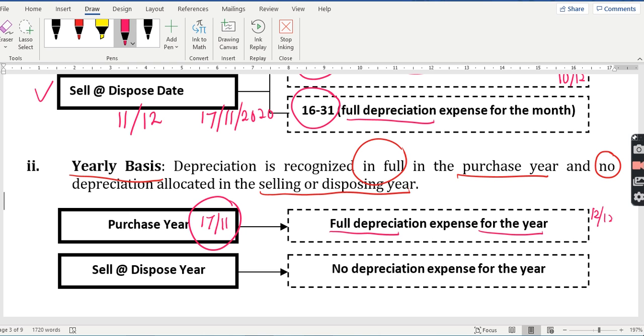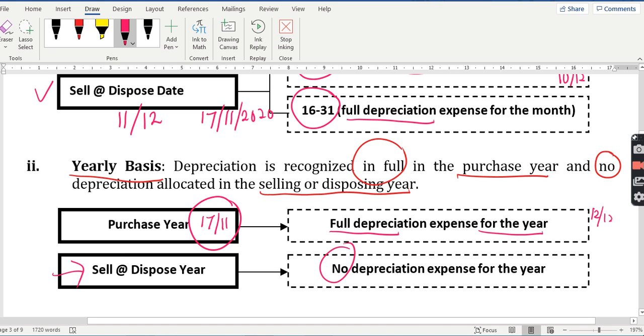Maybe during November I was even able to use the asset, and I only started using the asset in December, but in the depreciation expense calculations, the asset is fully depreciated as if we bought it from the beginning of the year. If you are selling the asset, that will be a different case, and this is a bonus point to the asset. Why? Because there won't be any depreciation for this selling year.